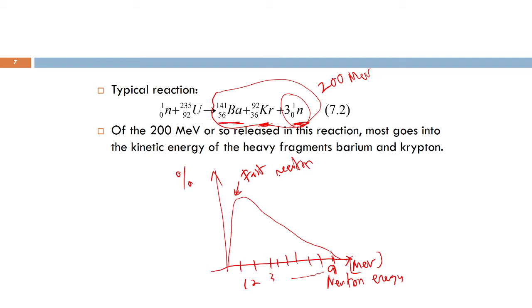One mega electron volt is still considered a fast neutron. It's not thermal neutron. Thermal neutron is far below here. Later on we will see about that. So you get energy from fission, but most of the energy goes to barium and krypton.